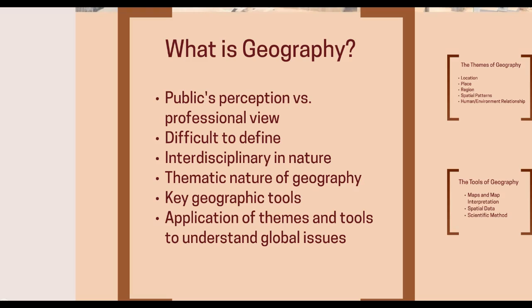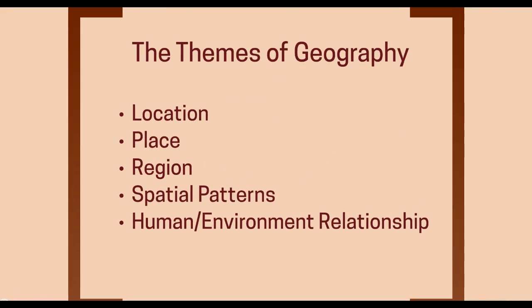Geography can be a little bit of a difficult discipline to define, and that's because it's very interdisciplinary in nature. It's a little bit more like anthropology. It looks both at physical and at human aspects of the world, and tries to do a bunch of different things at the same time. As a result of this, geographers tend to define the discipline not based on one particular definition, but instead talking about a series of themes that geographers look at. Those themes are generally identified as being location, place, region, spatial patterns, and the human-environment relationship.